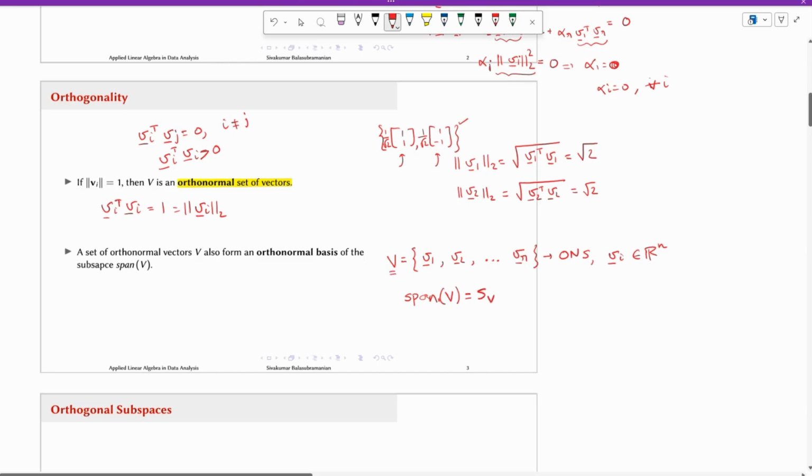This original set of vectors V that you started with will form an orthonormal basis for it. So that's what I've said here. If you have an orthonormal set of vectors, that set V will form an orthonormal basis for the span of V. What is an orthonormal basis? Or rather, what is a basis? Let's start with that. When I say a set B is a basis for some subspace SB, what do I mean? What can you say about that set B?